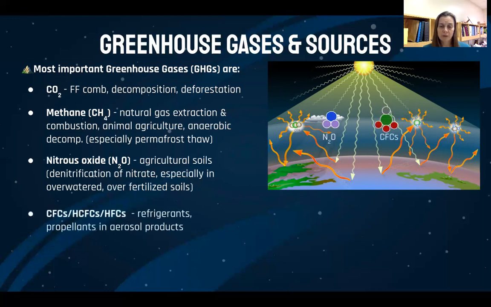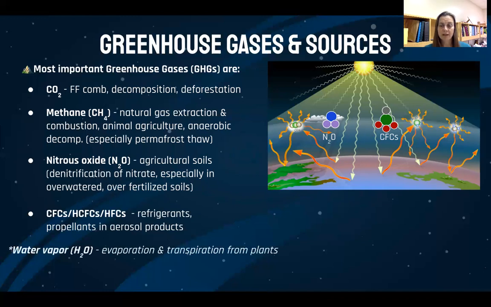And then, as we talked about with the ozone layer, the CFCs and the HCFCs and the HFCs. So those chlorofluorocarbons, those hydrochlorofluorocarbons, and those hydrofluorocarbons are all greenhouse gases, and they're really potent greenhouse gases.